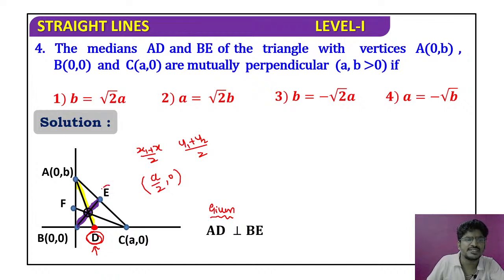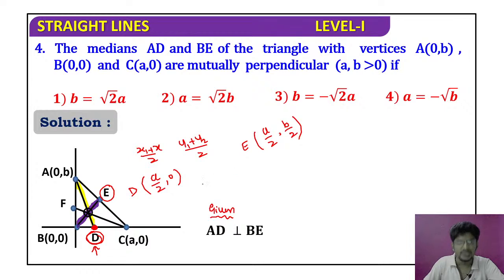Clear? In the same way you find point E. How to find point E? Again with the same formula. E is the midpoint of AC. So 0 plus a divided by 2, that will be a by 2. b plus 0 divided by 2, that will be b by 2. Clear? So this is the D value and this is the E value.